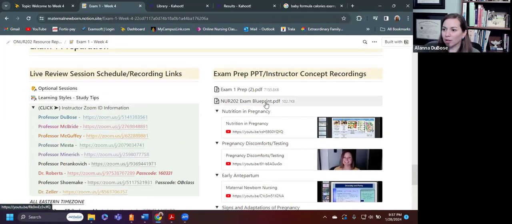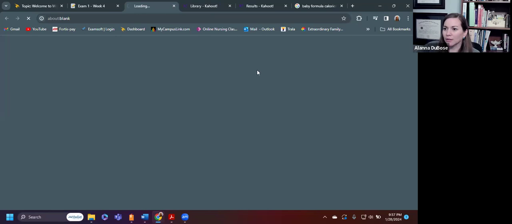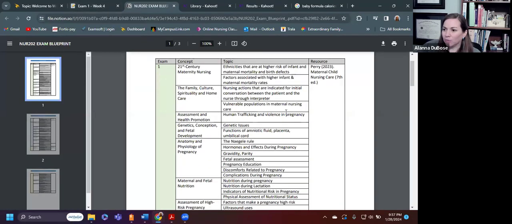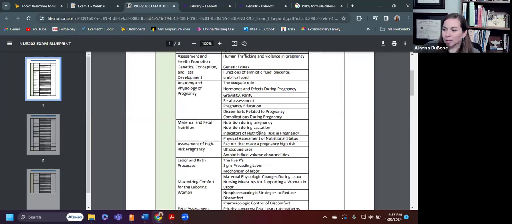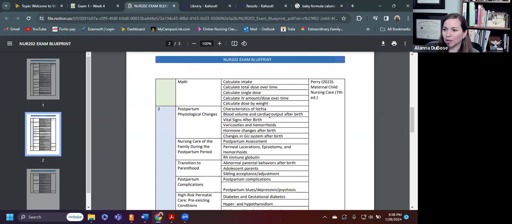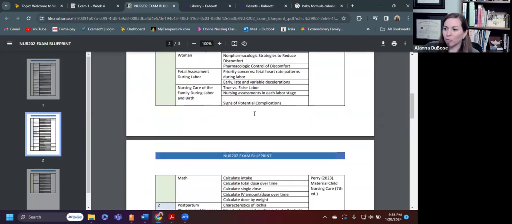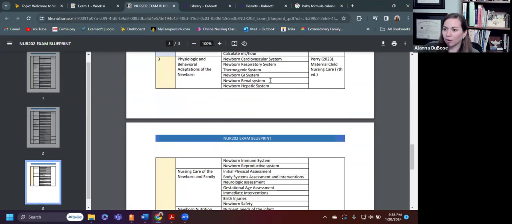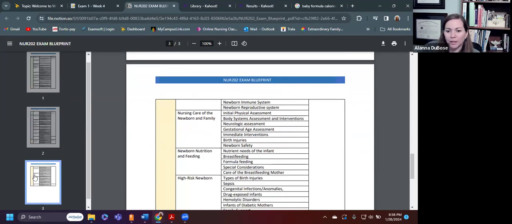If you haven't seen, there is a blueprint here. It doesn't give you a ton of detailed information, but if you haven't seen that, I'll open it up. It can at least try to focus your studying a little bit. The green is exam 1, blue is exam 2, and the yellow is exam 3.